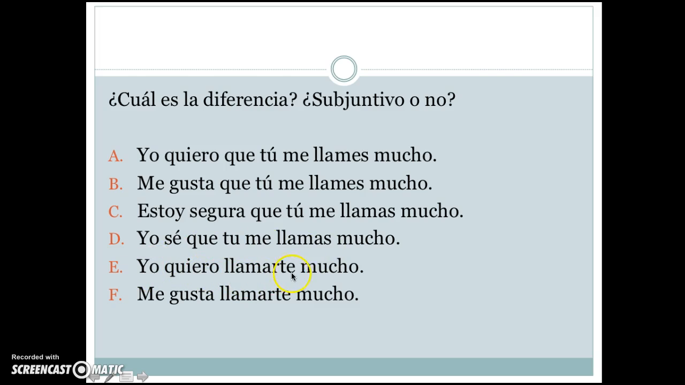Yo quiero llamarte mucho. Here we have I want to call you a lot. Well, I'm doing the wanting, that I'm doing the calling. We do not have two different clauses and two different subjects. We have one subject here, so infinitive. Me gusta llamarte mucho. Igual. We have one subject. We use the infinitive.